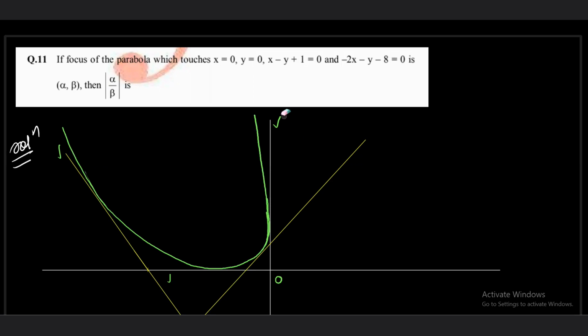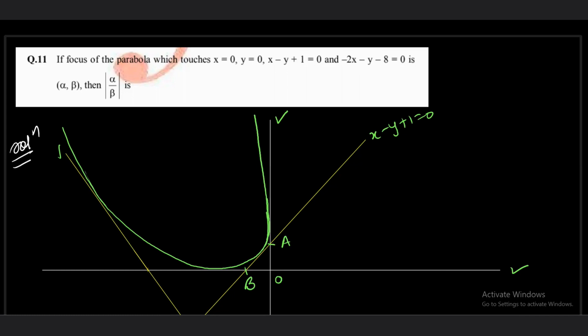I'm going to make use of the property, the result of the parabola. Which result? See, I'm taking three tangent lines. One tangent line is x minus y plus 1 equal to 0, y equal to 0, x equals to 0. These three tangent lines make a triangle which I can write as AOB. Right? I can write down this triangle as AOB.